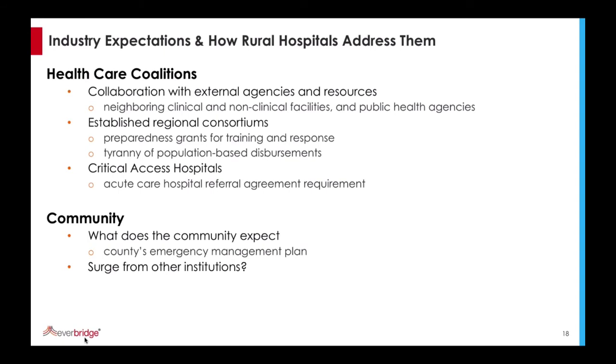One of the difficulties in a rural hospital is getting the information to people from reputable sources, which is why collaborating on training is an effective solution. Grants for training and response, however, are typically based on population levels, and I call it the tyranny of population-based disbursements because rural hospitals with their low levels of population don't score as high, if you will, as urban areas or even larger suburban areas.